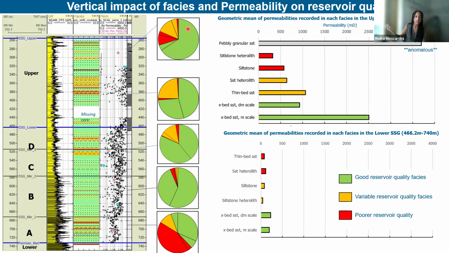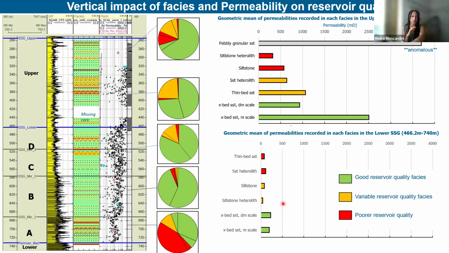So what is this telling us? We've got the permeabilities again, and just to compare the lower to the upper, I've broken up these numbers so it's a bit easier to see. But what this slide is telling us is that even though facies does play an important role, there's something else that's controlling the porosity and permeability. What is it?